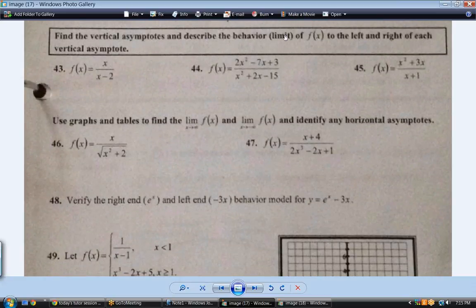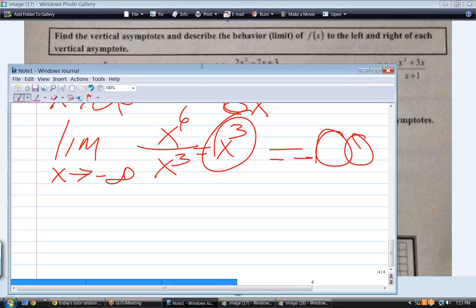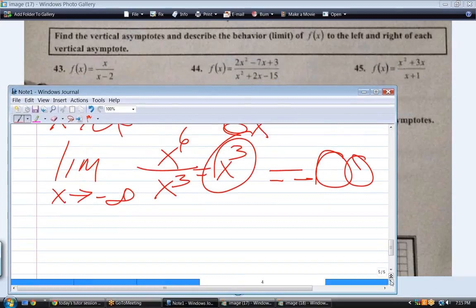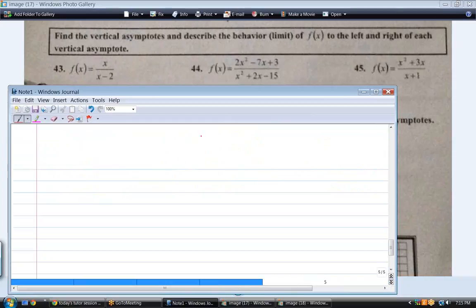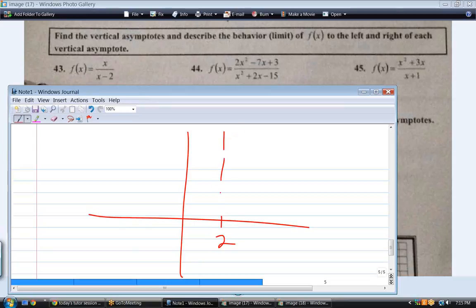Find the vertical asymptotes and describe the behavior or the limit of f of x to the left and right of each vertical asymptote. Where's the vertical asymptote on 43? Whatever makes the denominator 0. So 2. That's how you graph these manually. That's the initial step: you find out where the vertical asymptote is.